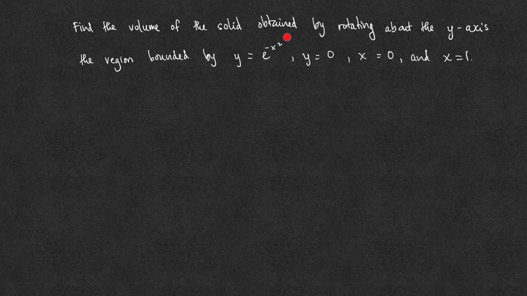Find the volume of the solid obtained by rotating about the y-axis the region bounded by y equals e to the negative x squared, the line y equals 0, the line x equals 0, and the line x equals 1.